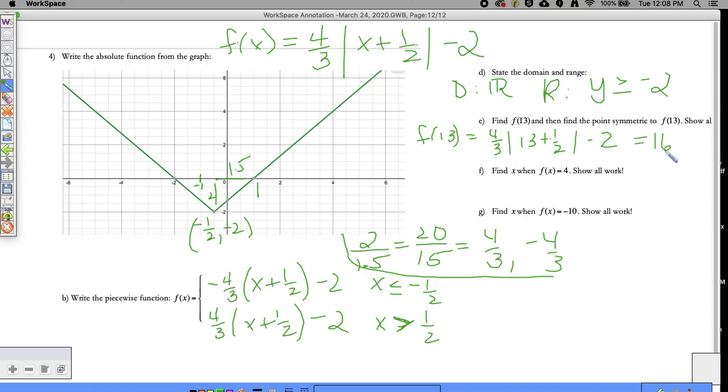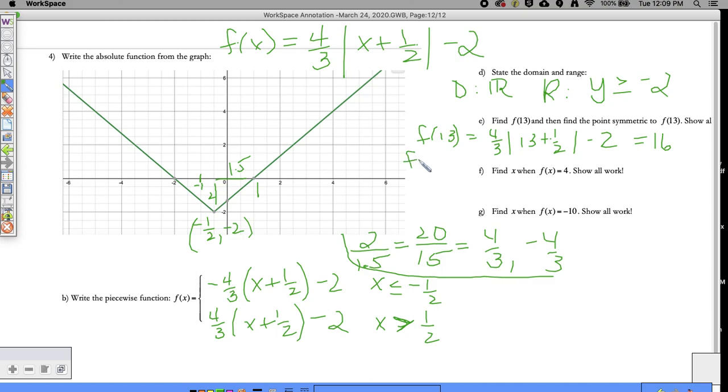So f of 13 is equal to 16, and then they want the point symmetric. It says find the point symmetric. So again, everything is equidistant from the vertex. So out 13 from -1/2 is 13.5, which means I have to go 13.5 in the opposite direction.